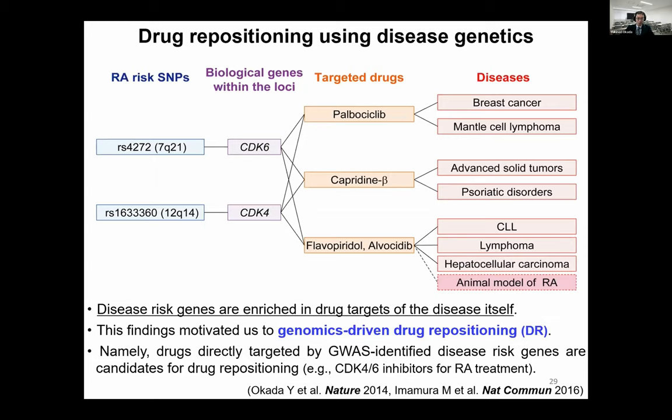Our group has been working on this type of GWAS-based drug discovery. This is one of my initial works: the disease genes are enriched in drug targets for the disease itself. So this finding should motivate us toward genomics-driven drug repositioning. Namely, drugs directly targeted by GWAS-identified disease risk genes are candidates for drug repositioning. Here is one of the initial results for RA, CDK4 and CDK6, which are targeted by many inhibitors, which are positioned for related diseases and animal models of RA. So GWAS genes are a good resource for drug discovery.